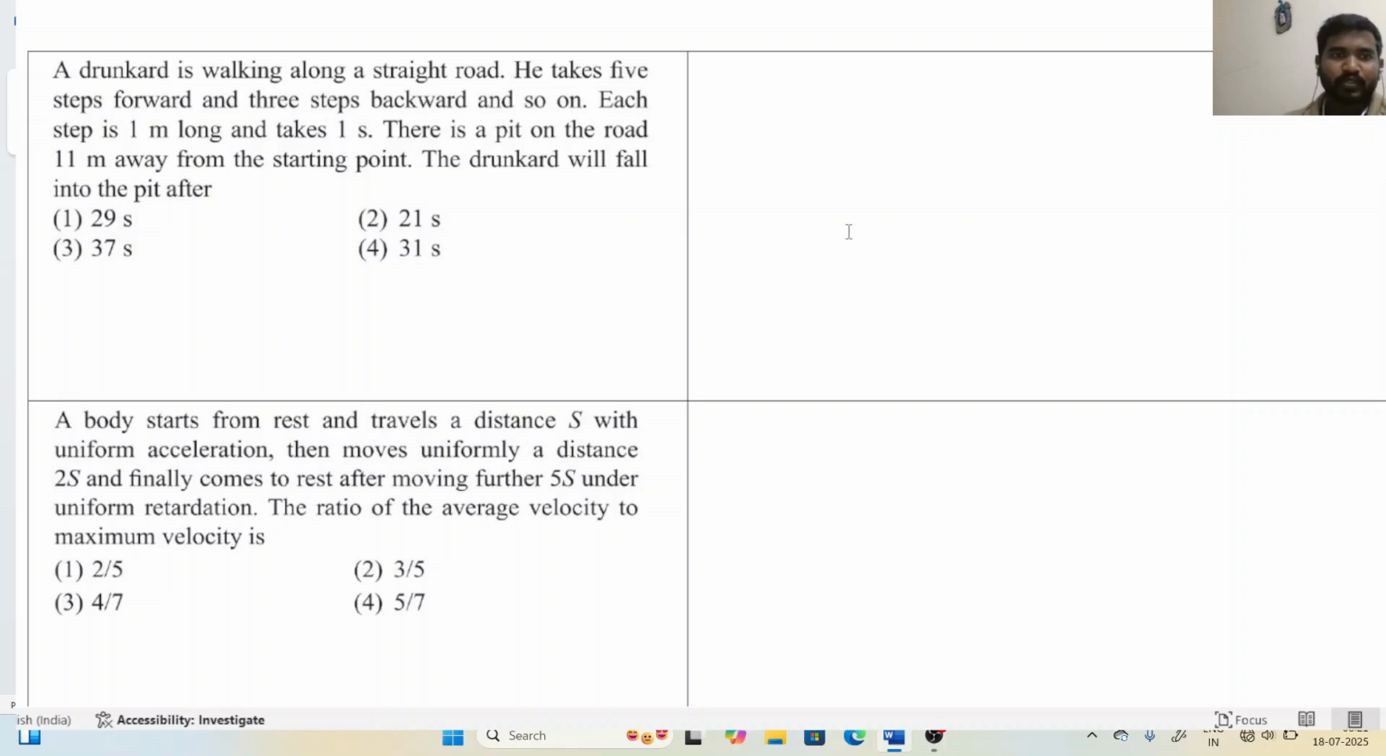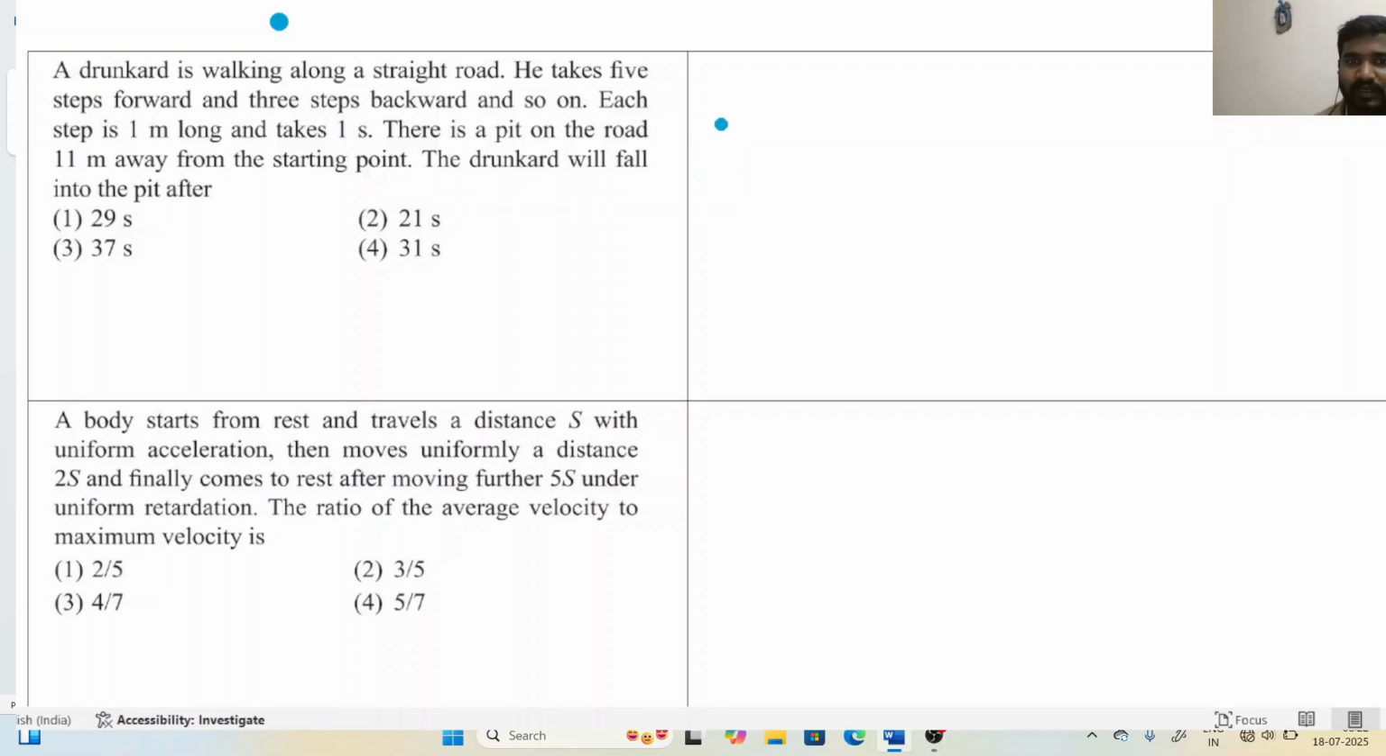Now, one more question. A drunkard is walking along a straight road. He takes 5 steps forward and 3 steps backward, and so on. Each step is 1 meter long and takes 1 second. There is a pit on the road 11 meters away from the starting point. The drunkard will fall into the pit.